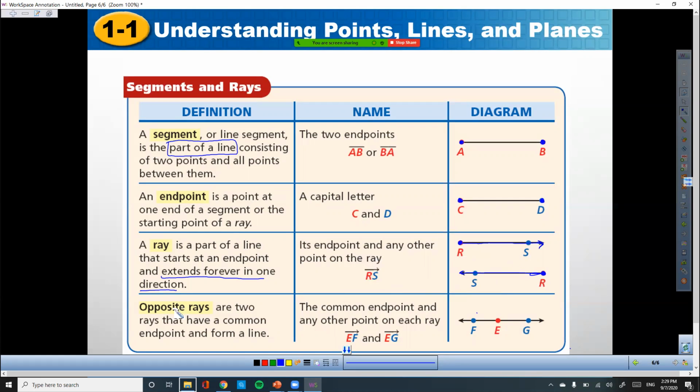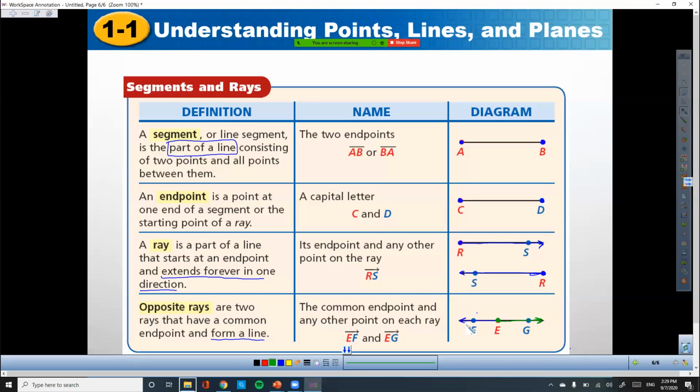And so lastly, opposite rays are 2 rays that have a common endpoint and they form a line. As you can see here in this figure, we have 2 opposite rays. The first ray here, we start at E and it goes in the direction of F. That's ray EF. And the opposite ray starts at the same endpoint. It starts at E and it goes in the direction of G. So here we have 2 opposite rays. And when you have 2 opposite rays put together, they form a line.